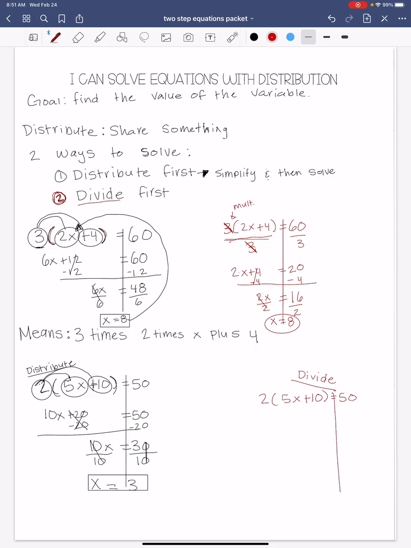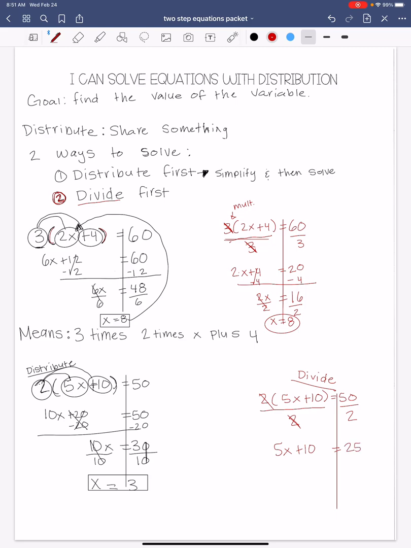So we have 2 sides to our equation, and we're going to divide by 2, so we're introducing that division, so we have to do it to both sides. Those 2's cancel out to be 1, and we're just left with 5x plus 10 equals, and 50 divided by 2 is 25.